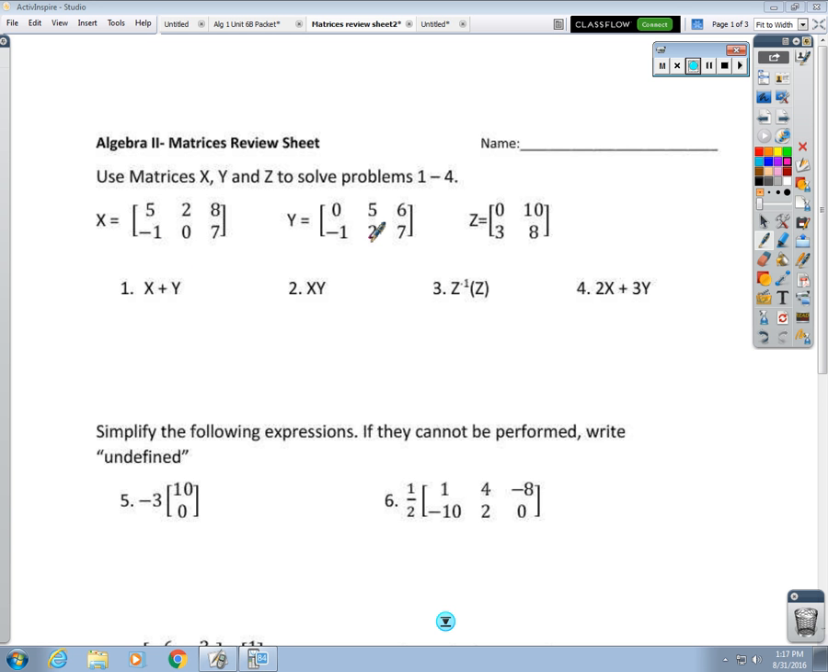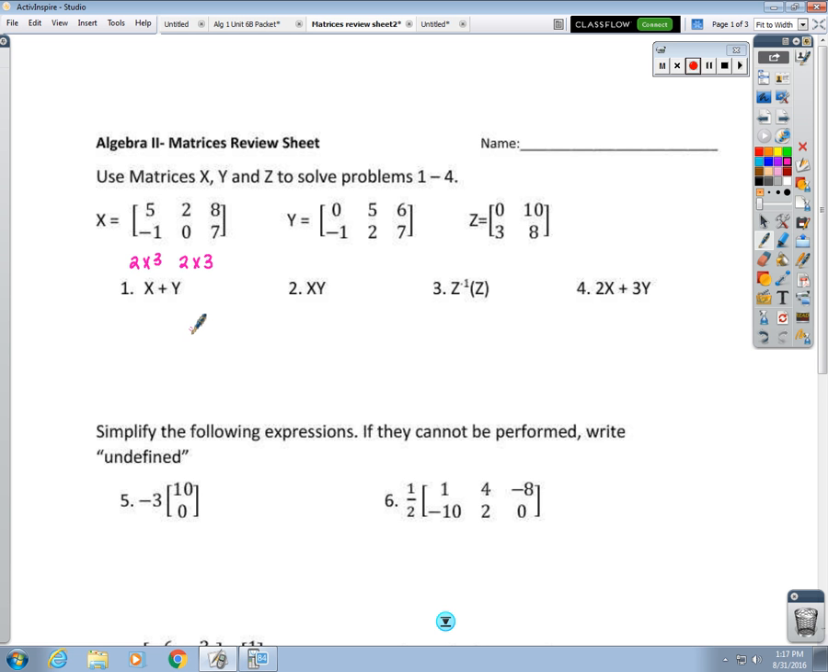Well, you first need to decide, can you? How do you decide that? Right, you check their dimensions. What are the dimensions of matrix X? 2 by 3. What are the dimensions of matrix Y? Can you add matrices like that?